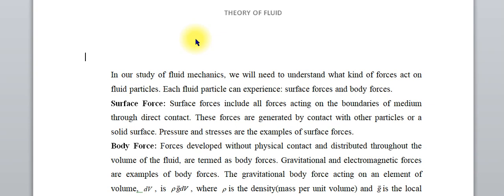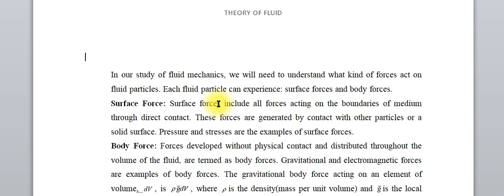In our study of fluid mechanics, we will need to understand what kind of forces act on the fluid particles. This is very important. Each fluid particle can experience two kinds of forces. One is surface forces, and the second one is body forces. So remember, each fluid particle can experience these forces: surface forces and body forces.